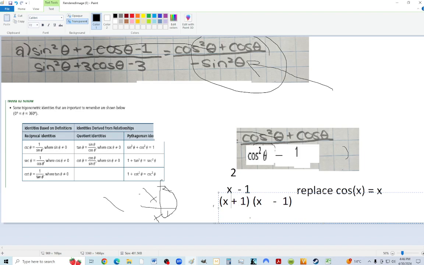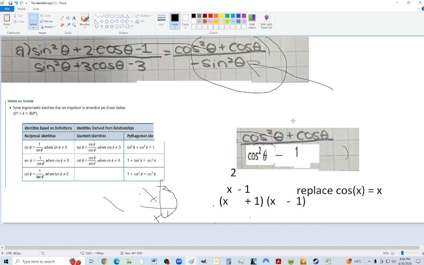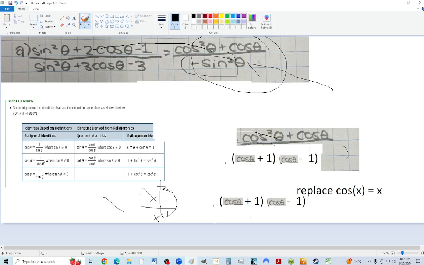Well, I replaced the cos theta with x, so now I'm going to replace it back because I'm all done with it. So since I let x be cos theta for a little while, now I'm going to let x come back to cos theta. So that means the bottom is the same as this: cos theta plus 1, cos theta minus 1. That's the whole bottom. Now keep in mind, what did I have to do? I had to replace my sine squared with 1 minus cos squared. And then I had to factor it into cos plus 1, cos minus 1.